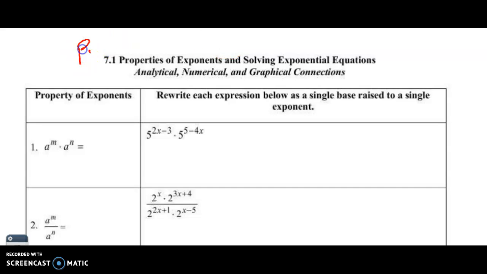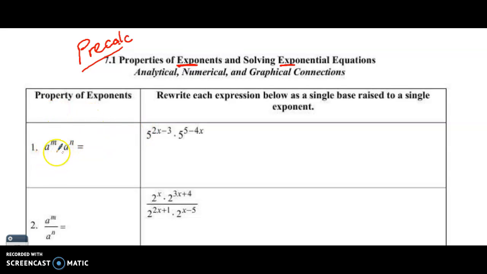So we're going to start section 1 of chapter 7 for pre-calc. And we're just going to solidify the idea of exponents and solving exponential functions, which is typically taught in Algebra 2, but I just want to confirm.